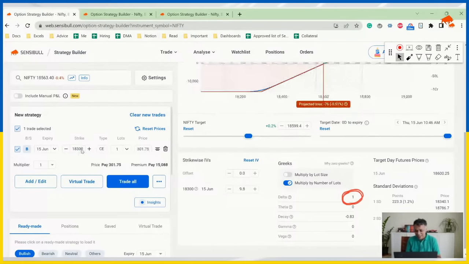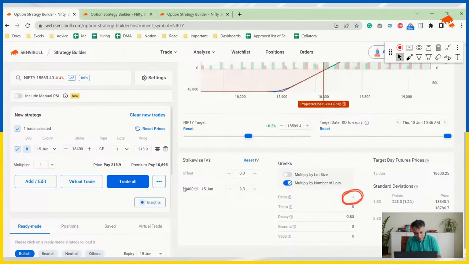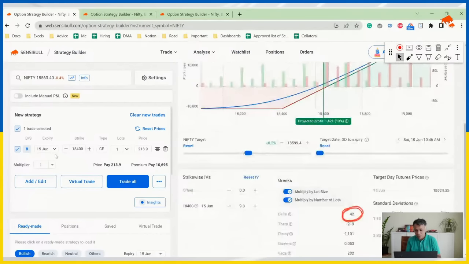So, 8300 option, for example, 15th June. So, 8600 option has a delta of 0.5. That's ATM. If I go to an 8400, the delta has... why is it showing 1? One second, I'll just multiply by lot size. So that will give me a non-rounded number. Okay, this is weird. One second. Oh, sorry. This is on the last day. So look at this.